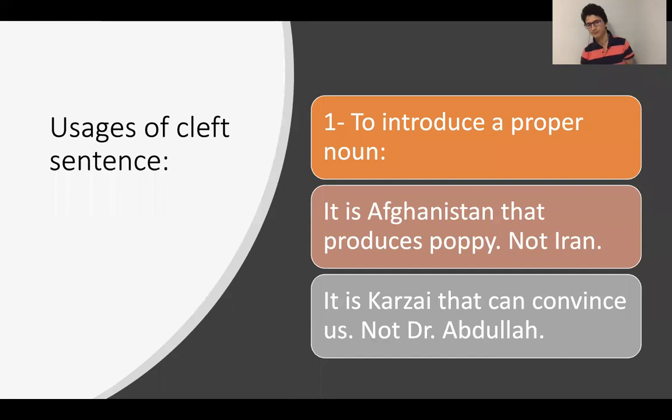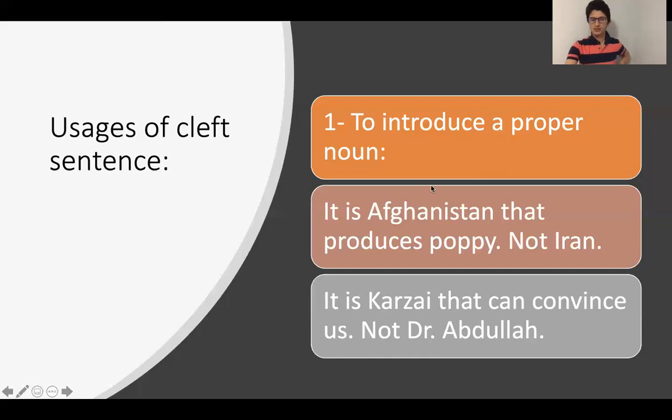Okay. So now we're going to talk about uses of Cleft sentences. First thing, to introduce a proper noun. When you introduce a proper noun, you know a proper noun is like Ahmad, Mahmoud, anything. So you use a proper noun and you say like this: it is Afghanistan that produced poppy, not Iran. And another example is like, it is Karzai that can convince us, not Dr. Abdullah. So here we first introduce a proper noun and then we use an adjective clause to modify it.